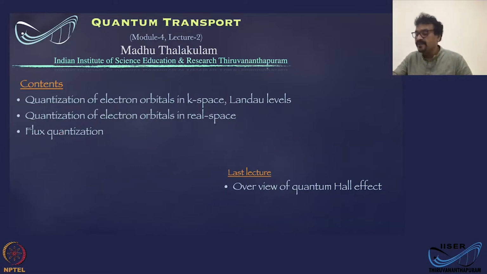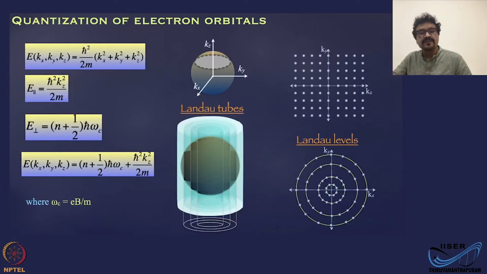Okay, so let us start with a picture of free electrons in a solid, and you have the states in the K-space for free electron, which forms a Fermi sphere, which we discussed in detail in one of the previous modules.